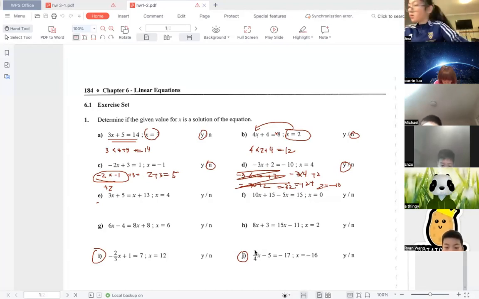Wait, Carrie, for question J, is it 3/4? Yeah, 3/4, sorry. Is there a mouse on top of it so you cannot see it? Yeah.